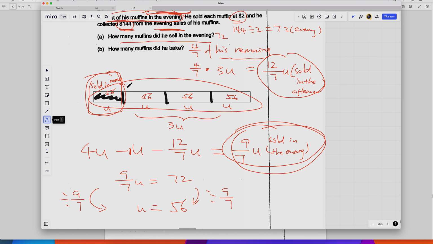All of them together. 56 plus 56 plus 56 plus 56, or 56 times 4, which is 224. Pretty simple, right? Okay, so this is the type of question I want you to master. Not very hard, it's quite simple. Okay, can? Yes. Good.